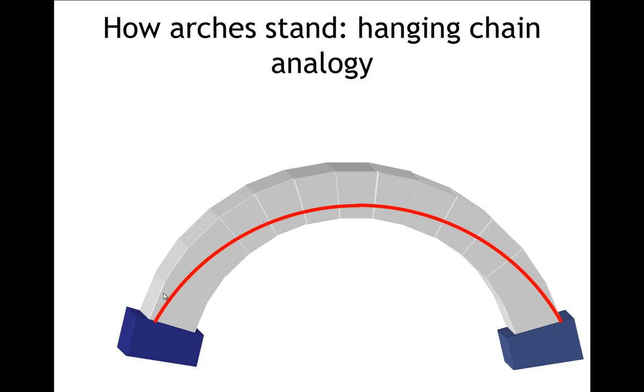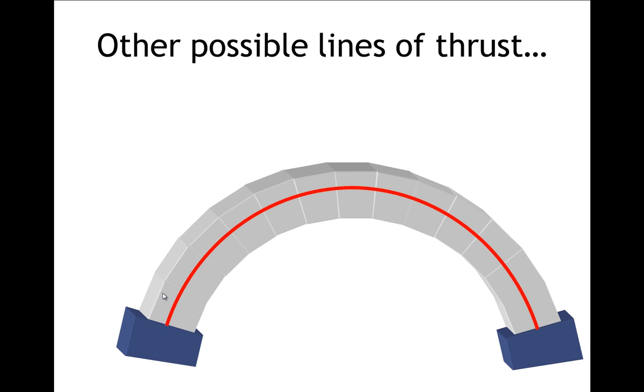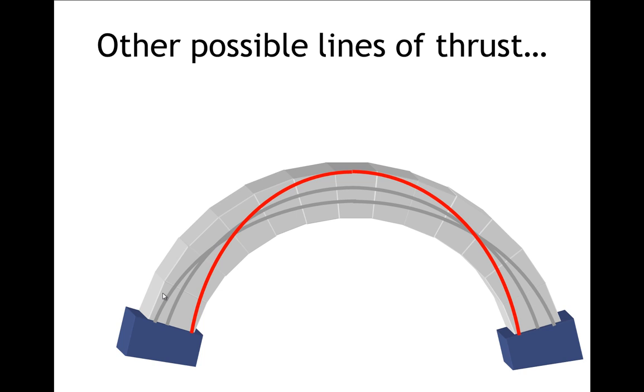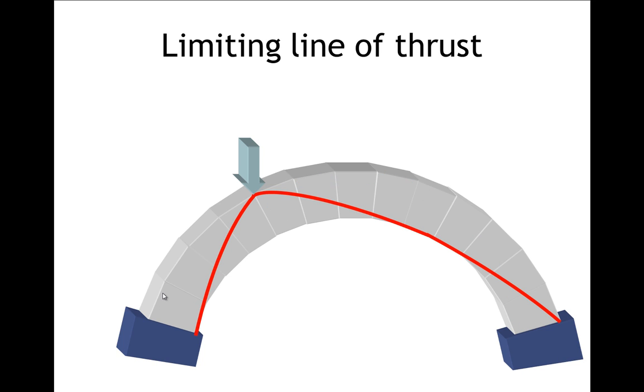So that's a line of thrust. One issue, however, is that there are a multiplicity of lines of thrust because we're dealing with a statically indeterminate structure. And if we want to find a unique line of thrust, one way of doing that is to apply an eccentric load to the arch and to gradually increase it such that you have a profile or line of thrust which only just fits entirely within the masonry. And that's our limiting line of thrust. If we apply any more load, then hinges will form and we will get a collapse mechanism.